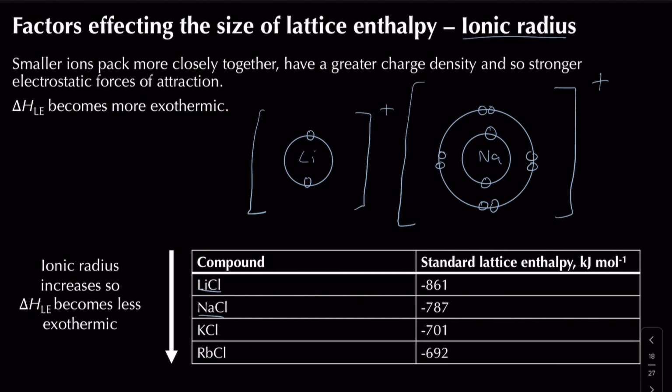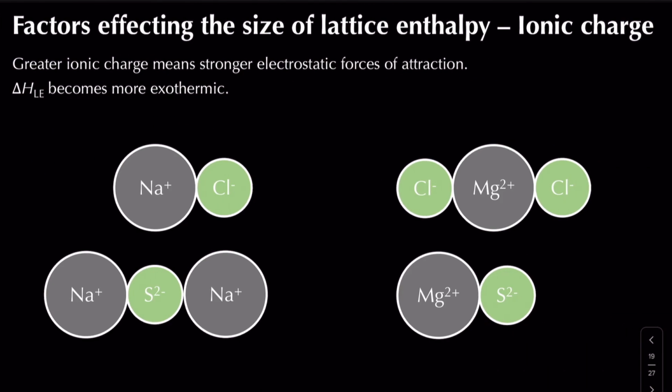So as you go down the group, we know ionic radius increases, so the lattice enthalpy itself is going to become less exothermic as well. Ionic radius is going to be larger every time you gain a shell. So the first factor that affects the lattice enthalpy is ionic radius, but what about ionic charge itself?